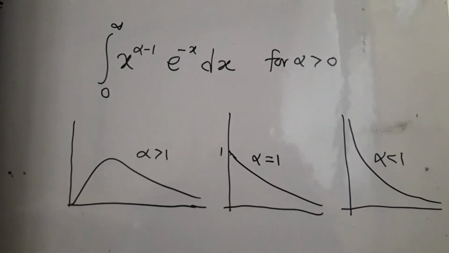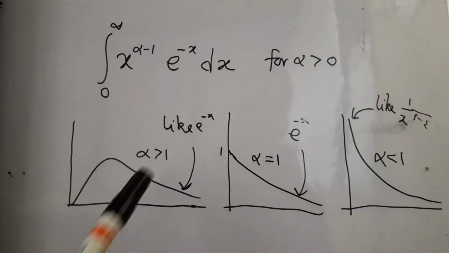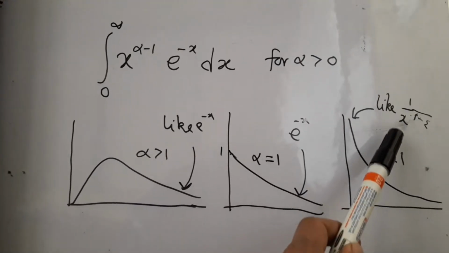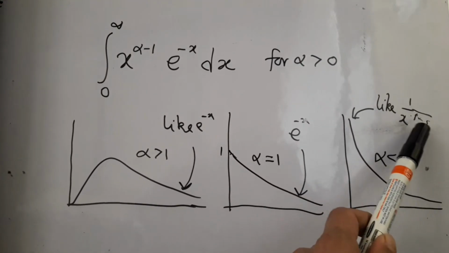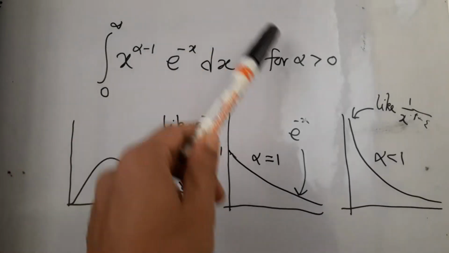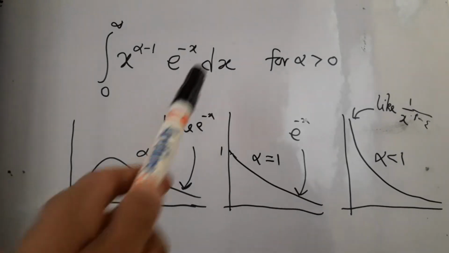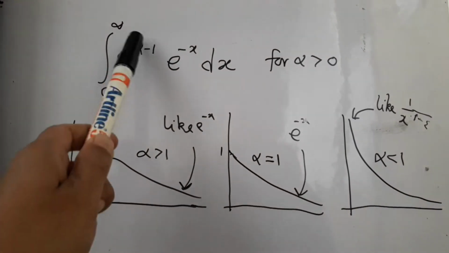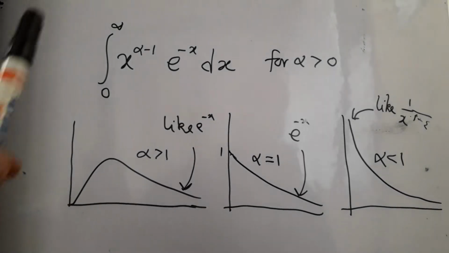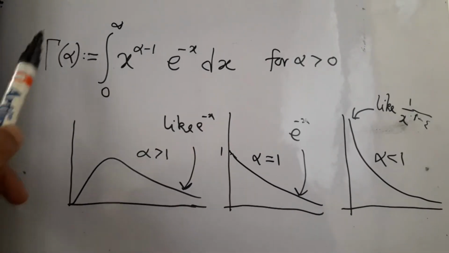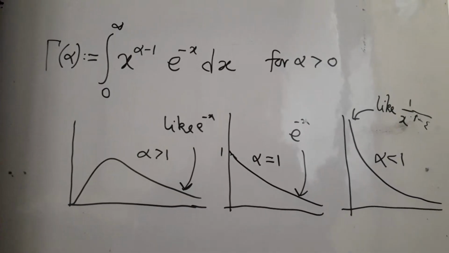Now you should know from your analysis class, by comparison with e to the power minus x in the tail, and in case of alpha less than 1, comparison with 1 by x to the power 1 minus epsilon, that this improper integral always converges. Clearly, the value of the integral in general will depend on alpha. In other words, it's a function of alpha. We call this function gamma. This is the capital letter gamma.